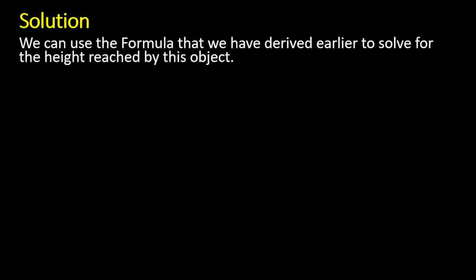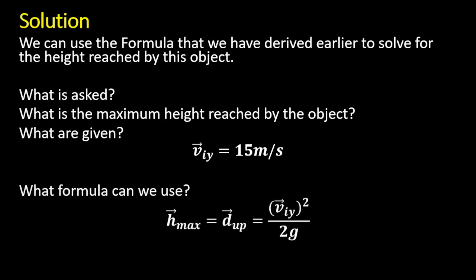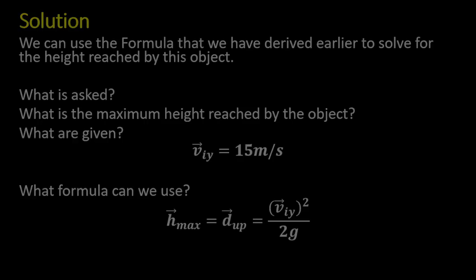We can use the formula that we have derived earlier to solve for the height reached by this object. We have here, initial velocity along the y-axis is equal to 15 meters per second. We can use maximum height, h max or d up, is equal to initial velocity squared divided by 2 times g. Plug in the values to the formula.